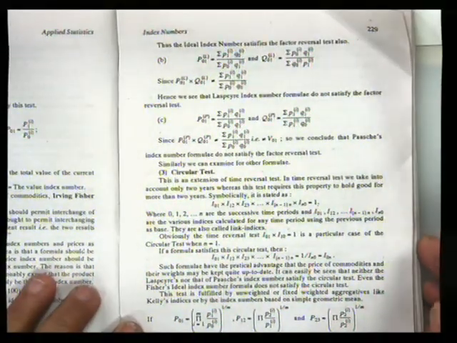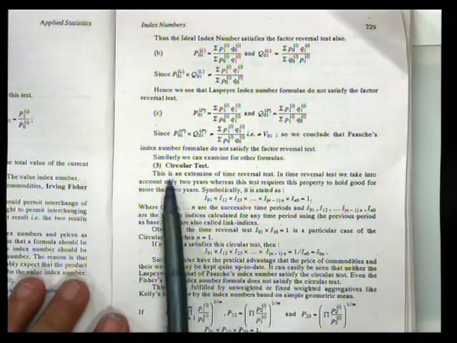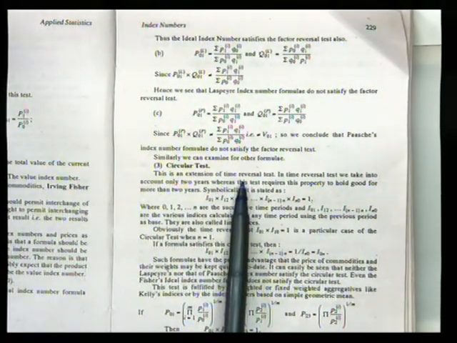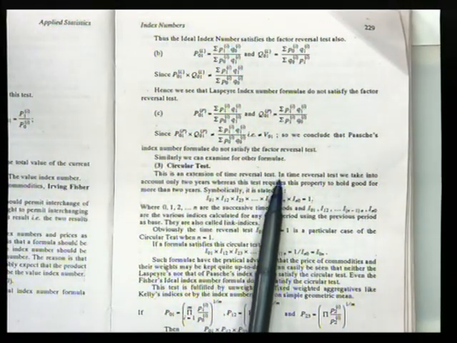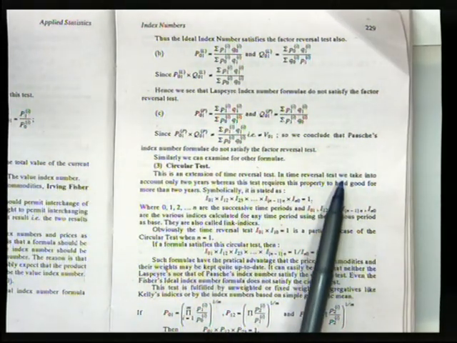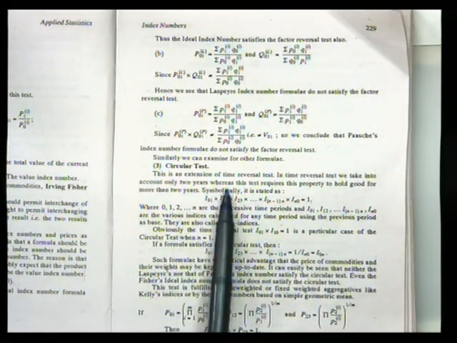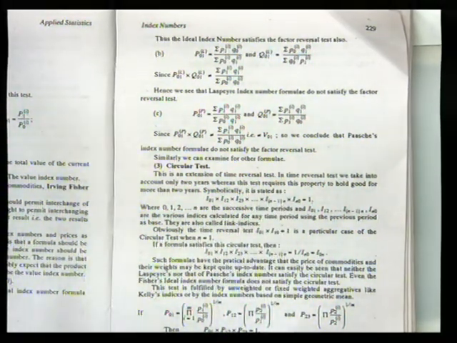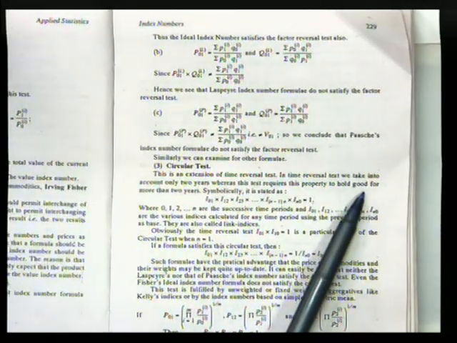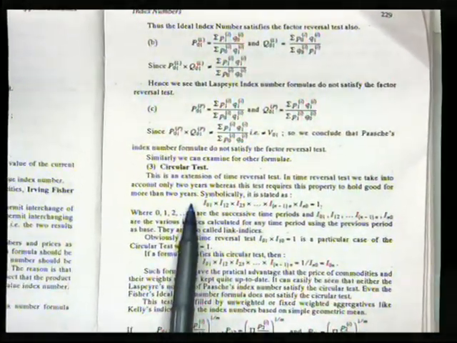In this way, now let us have the circular test. This is an extension of time reversal test. In time reversal test, we take into account only 2 years, whereas this test requires this property to hold good for more than 2 years.